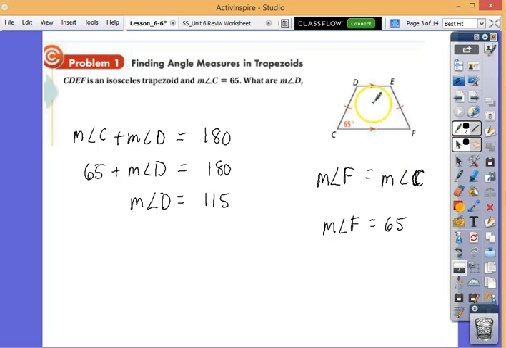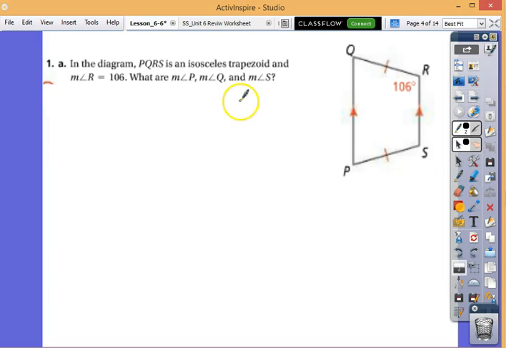Does it get harder to decide like? Nope. No, that's it. That's it. So here, why don't y'all do this problem? I want you to find the measure of angles P, Q, and S.